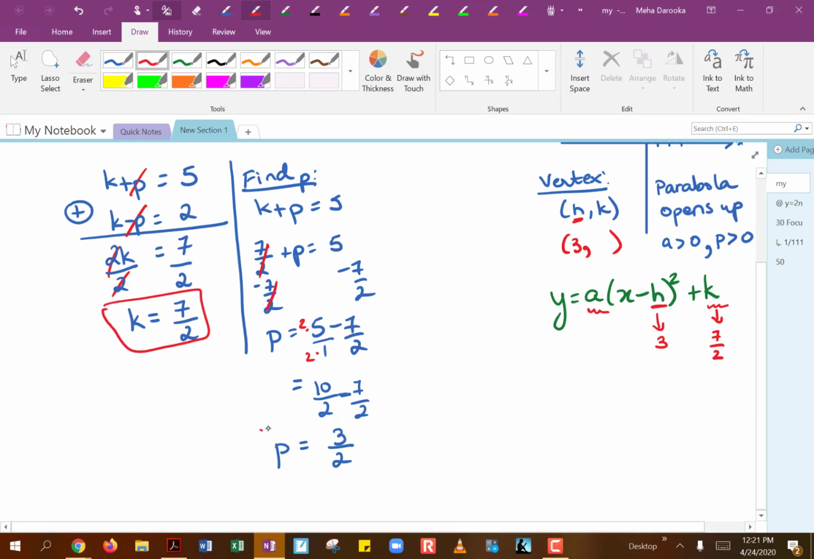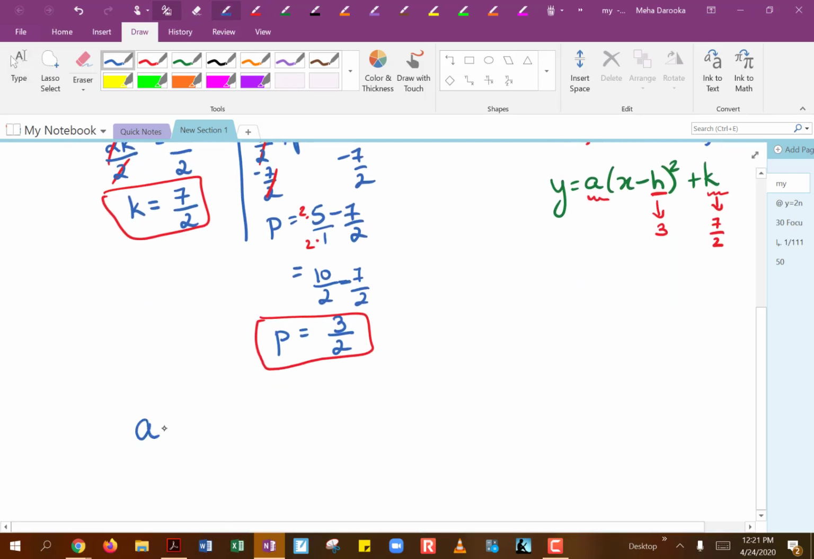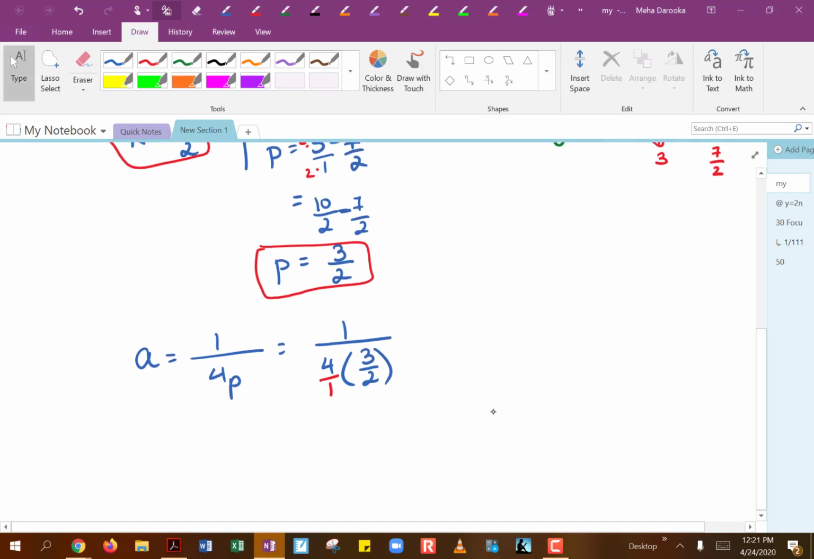So we have k, we have p, and now we can find the a value, which is a equals 1 divided by 4p. So 1 divided by 4, and for p we have 3 halves. Now again, guys, you can see that we have 4 times 3 halves, so 2 goes into 4 2 times. So that will actually end up giving us 1 over 2 times 3 will become 6. So you get a equals 1/6.